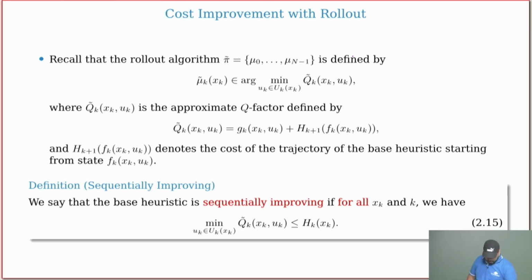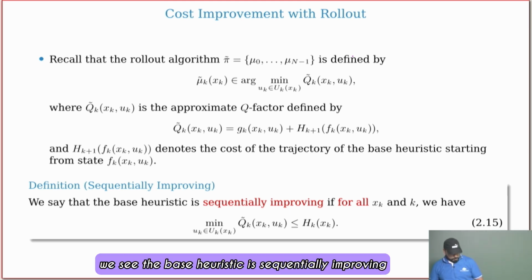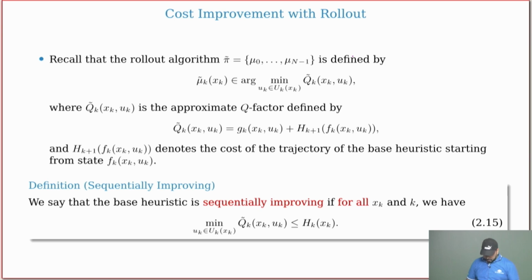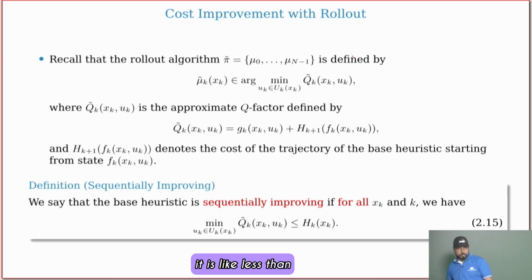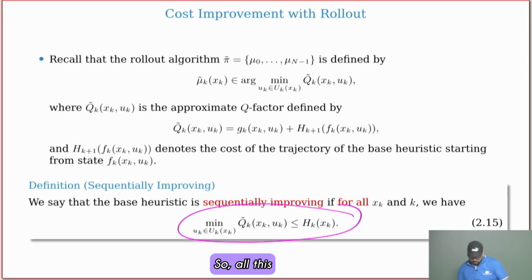In that case, we say the base heuristic is sequentially improving if, for all xk and k, the Q-factors corresponding to the rollout are less than or equal to the heuristic. Okay, so all this.